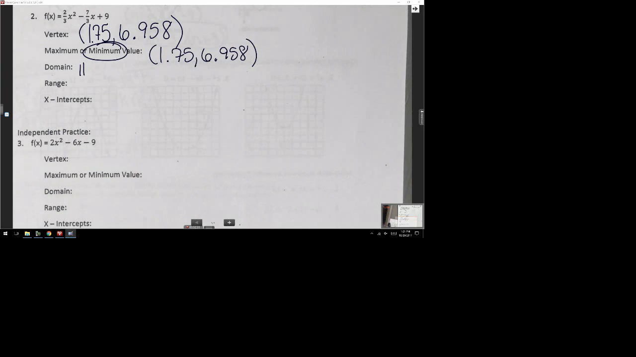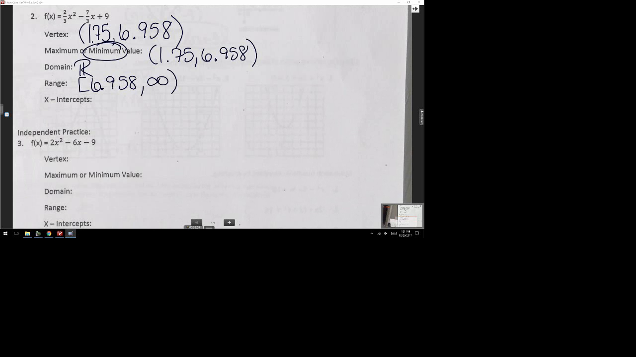All the numbers. What about range? Infinity and 4. No, 1.75. Oh, the y value. Oh, just kidding. 6.9. There you go. Y'all okay? Because now, when we get to the x-intercepts, you wouldn't be able to see your x-intercepts unless you had your window set right.